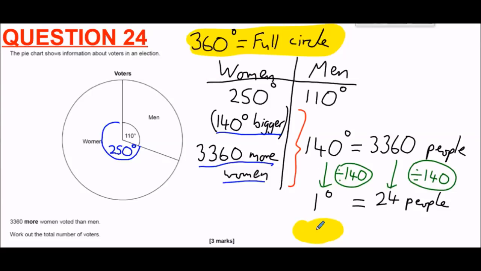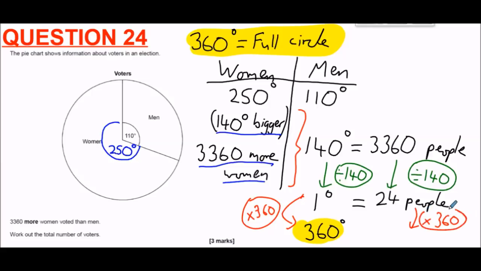So to go from 1 degree to 360, what would we need to multiply by? Well, we'd need to multiply the 1 by 360. 1 times 360 would give us 360. But in the same way as what we did before, if we do something to one side, we need to perform the same multiplicative operation to the other side. And so 24 times 360, that will tell us the total number of voters represented by this total pie chart.